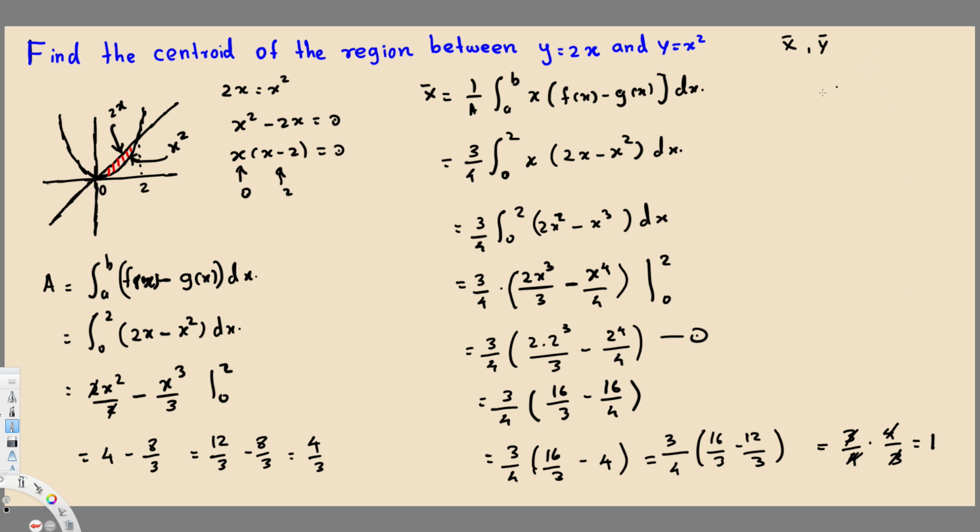So x bar is equal to 1. That's the first centroid coordinate we have. x bar is equal to 1. Now we have to find the y bar, right? To find the y bar, we have another equation.